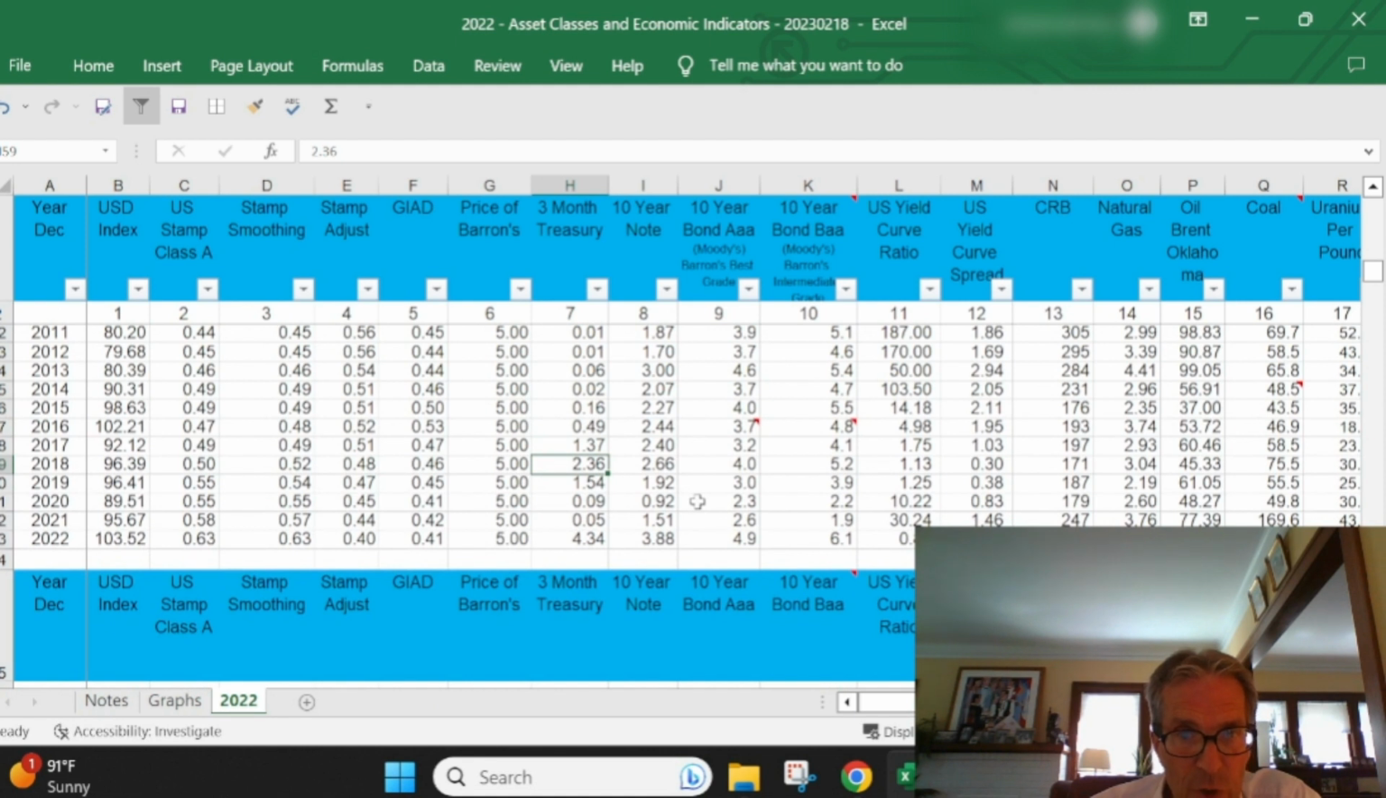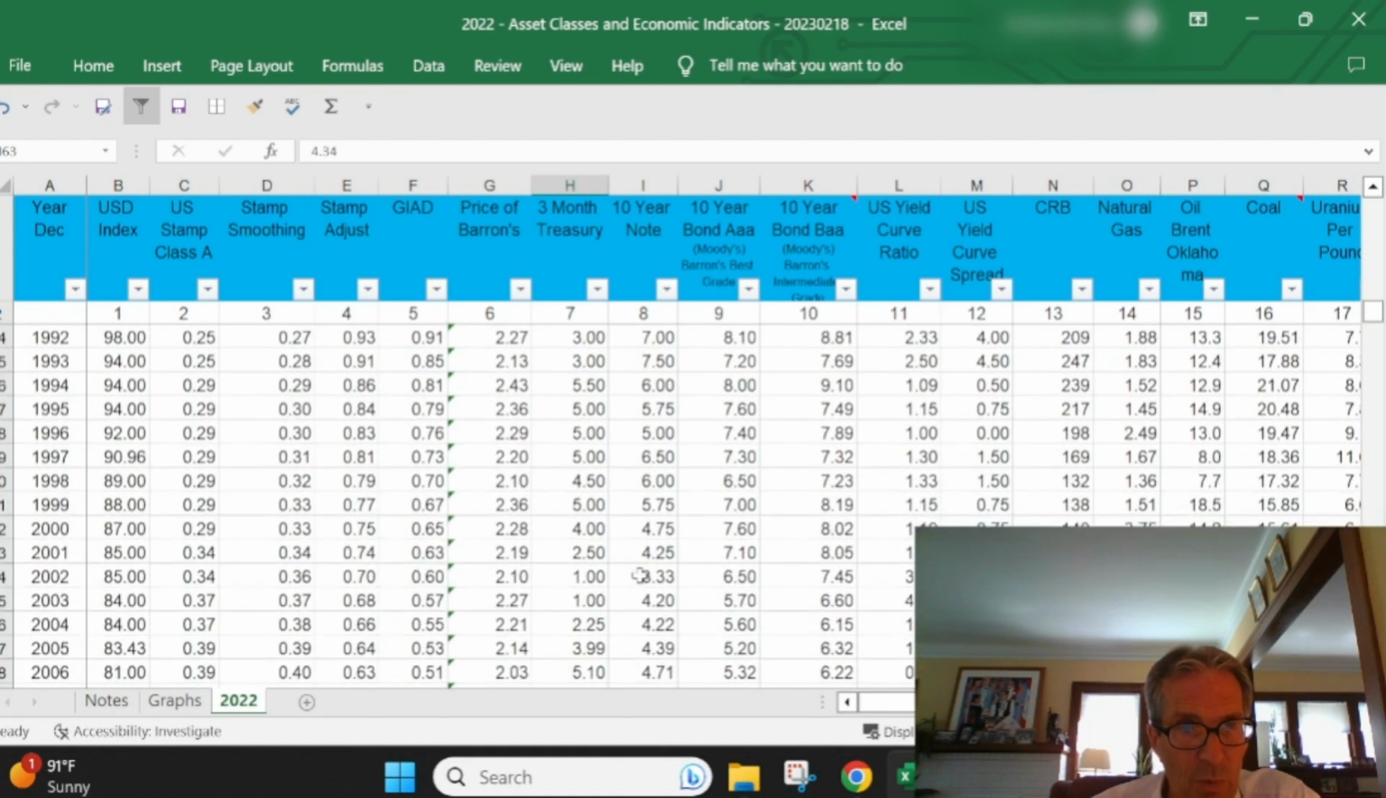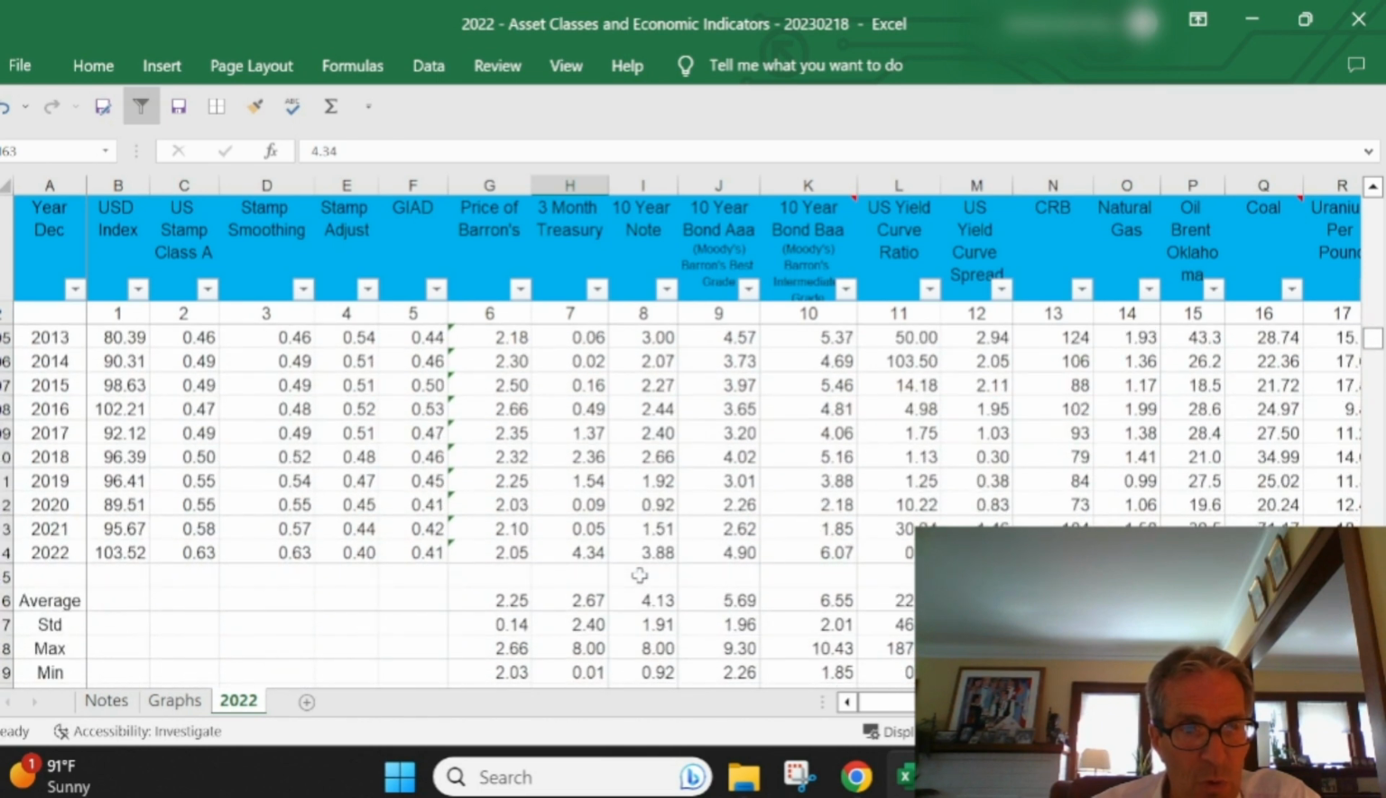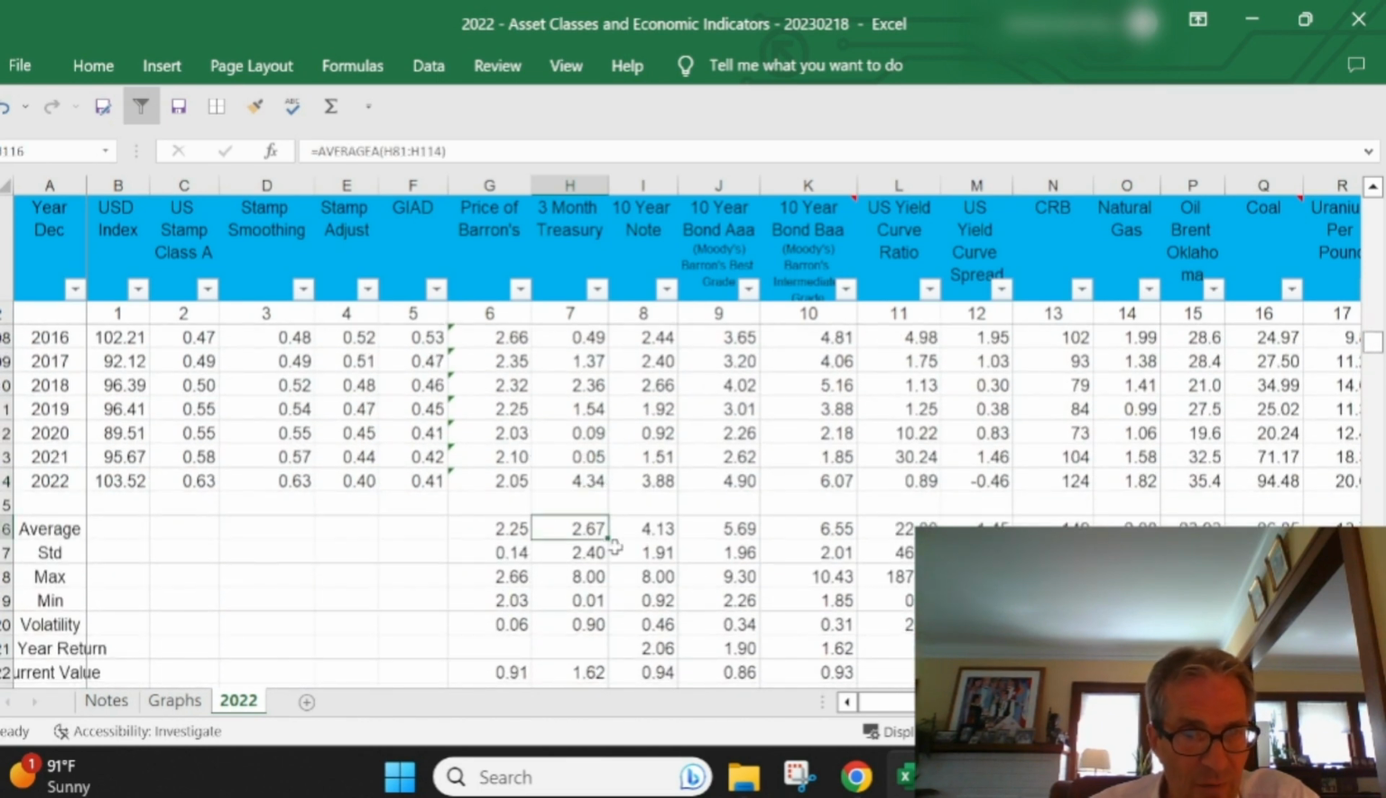The 3-month Treasury jumped from 0.05% interest, right? So 1/20th of a percent per year in 2021 to 4.34%. And so now what we're going to do is we're going to jump to adjusted. Now these are not adjusted, but we'll have the average, right? So the average yield over this past generation was 2.67 for the 3-month, and it's currently at 4.34. So it's quite a big jump, right?